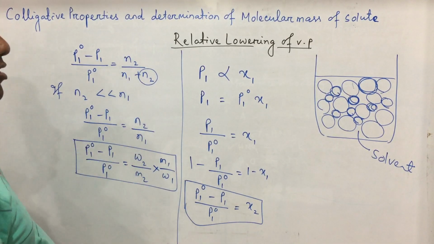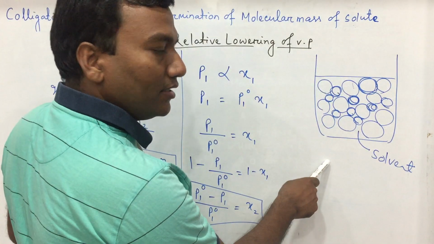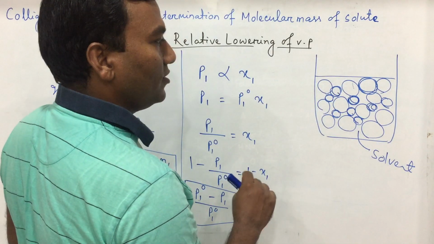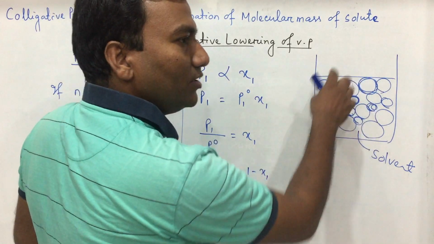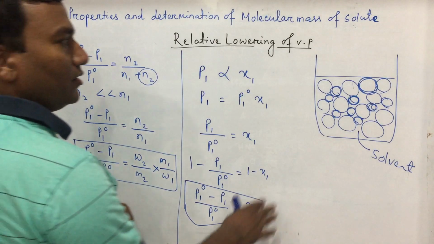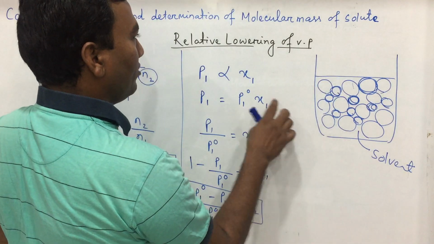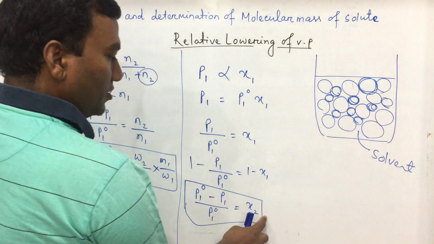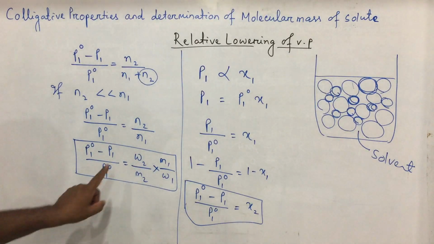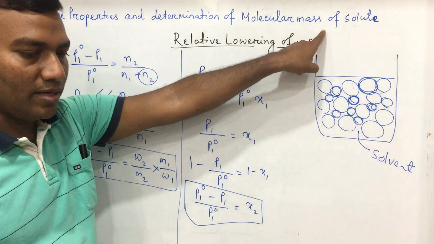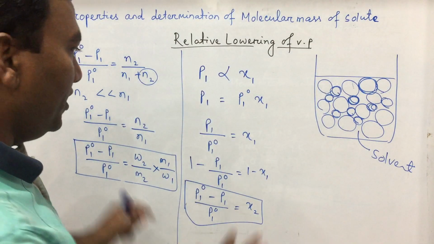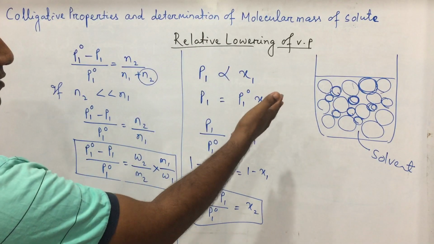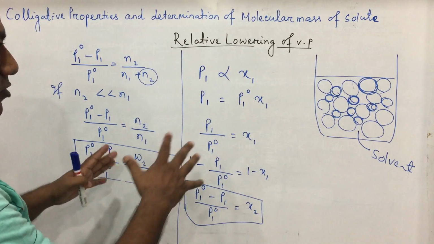Again, when a non-volatile solute is added to the solvent, the solute particles occupy the intermolecular space of the solvent molecules. As a result, fewer molecules convert into vapor form. Thus, vapor pressure decreases. Hence, according to Raoult's law, (P1 naught minus P1) by P1 naught equals X2, and this is another formula. From this formula, we can calculate the molecular mass of solute. In this part, which type of questions will come? First, explanation. Second, numerical.